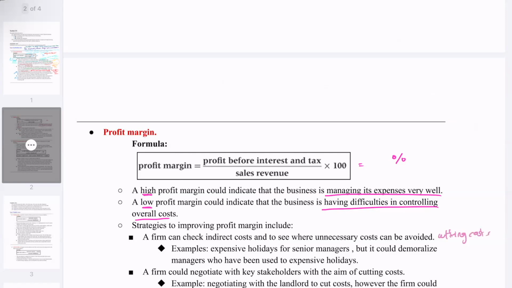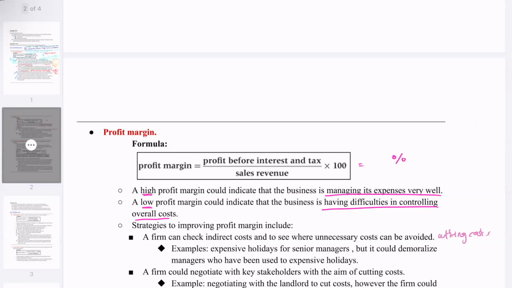Examples can be expensive holidays for senior managers, but it can demoralize managers who have been used to expensive holidays. So this may cause some resentment. It could cause a bad corporate culture. I guess it could negatively affect the corporate culture in the office, how things work.